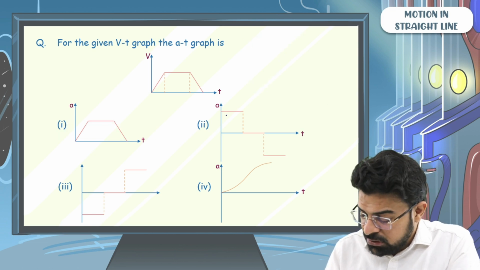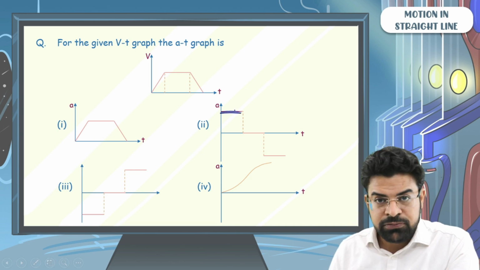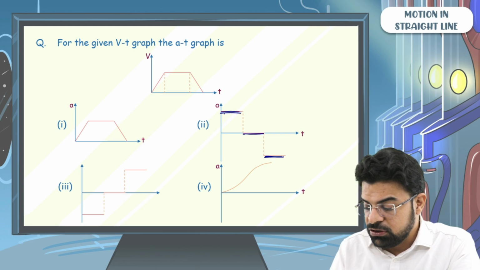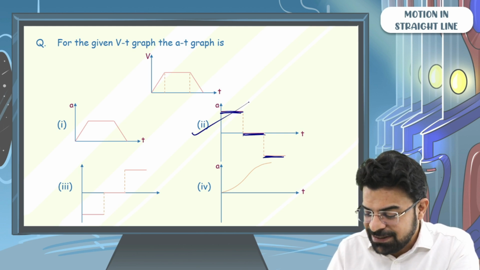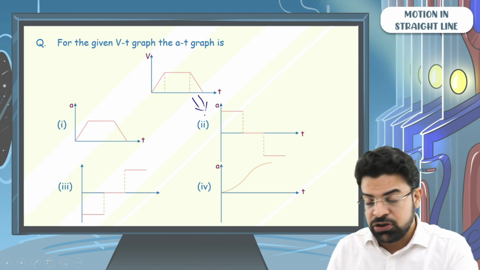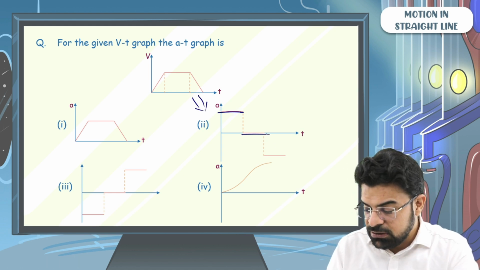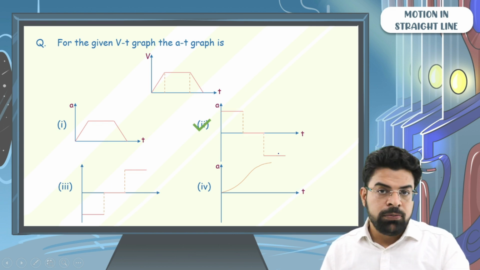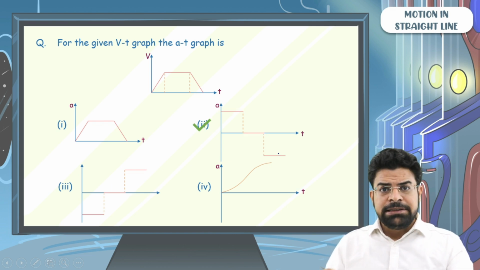The second option: acceleration is positive, then acceleration is 0, then acceleration is negative constant. So positive constant, 0, negative constant. Yes sir, this is the answer. So the acceleration time graph for this velocity time graph is positive constant, then 0, then negative constant. So the correct answer is option 2. Let's see the next example.